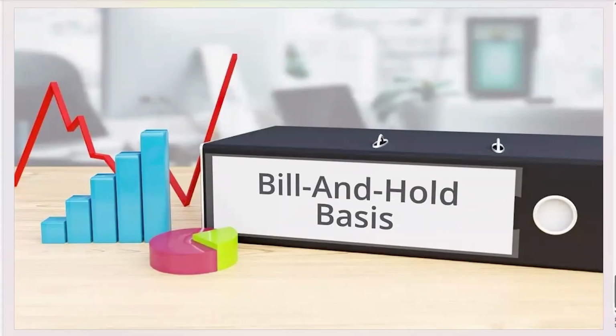All right, criteria number 1. The reason for the bill and hold arrangement must be substantive, meaning the customer should be the one who arranges for it. So it should not be us suggesting, it should be the customer. That is criteria number 1. The second condition is that the product must be identified separately as belonging to the customer. So we need to identify it, maybe mark it to say that this one has already been paid for by whichever client.